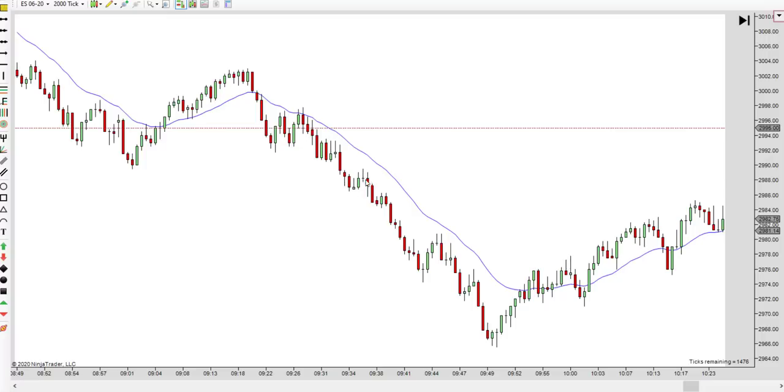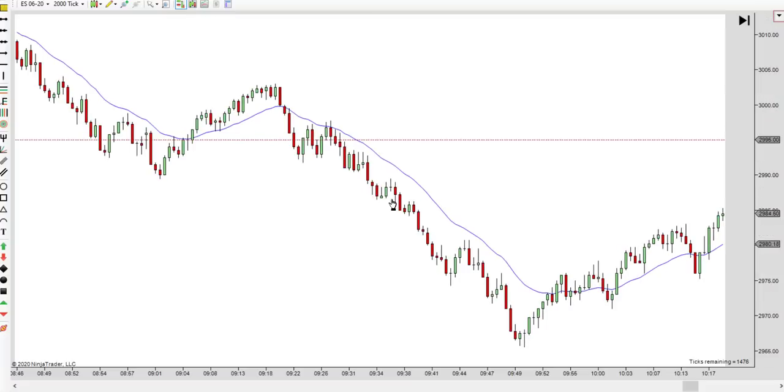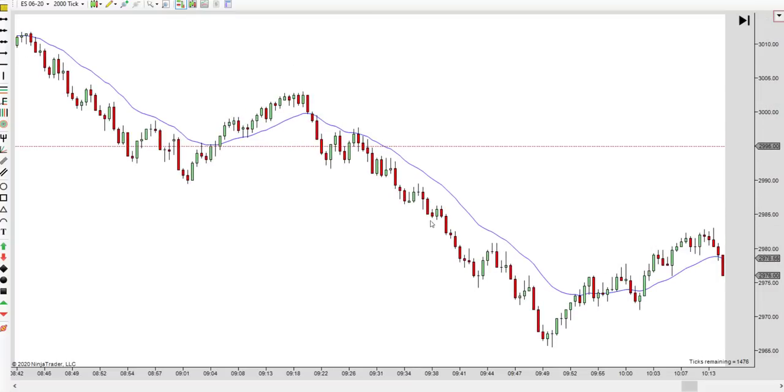There's a second entry long there. It fails and prices go lower. But no, that's not a second entry short. So just make sure you understand that a lot of times in these trends, I'm talking about failed second entries when I say it's a failure or whatever.